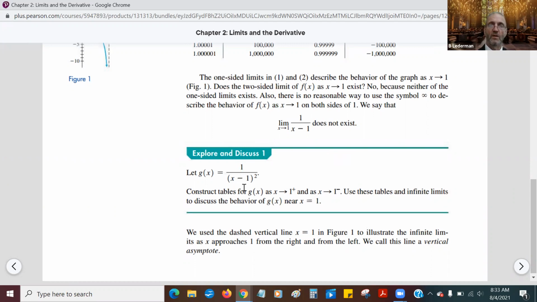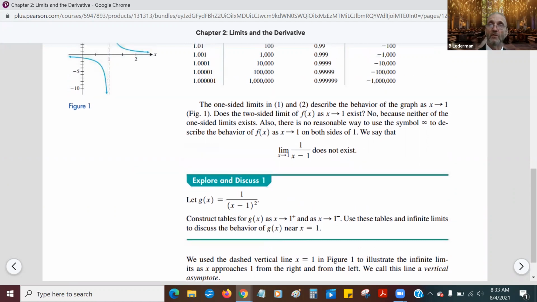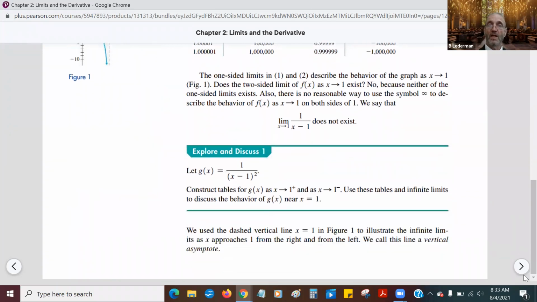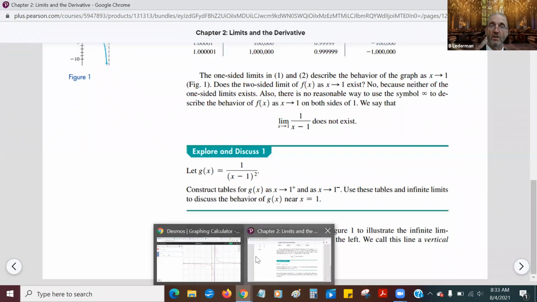So here they were saying construct a table. This is a nice exercise. Construct a table similar to what we have over here and see what you get. Now this is interesting because since I'm squaring it, it will become... In fact, let's go back to Desmos. Let's take a look at this.